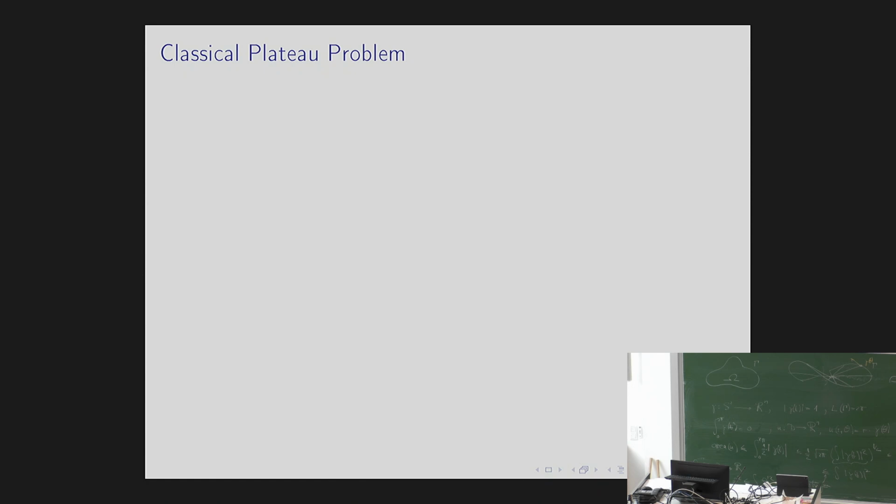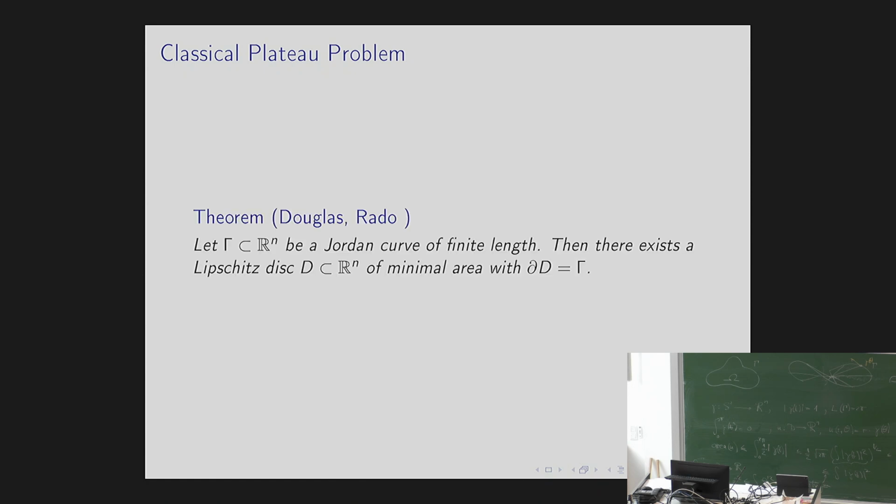And the answer to this question is yes. And here's the theorem. For any Jordan curve of finite length, you do find, say, a Lipschitz disk of minimal area that fills this gamma. Unfortunately, I forgot to put the years here. They proved this independently around 1930, and this was a big deal. It is still a big deal. Douglas won the first Fields, one of the 2 first Fields medals, for this theorem. The other one went to Ahlfors.